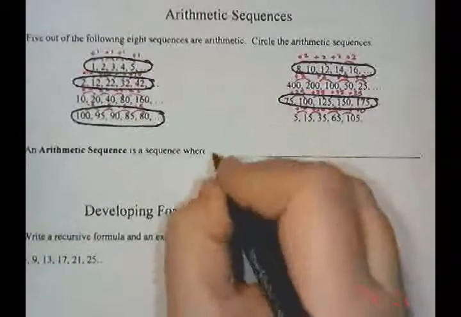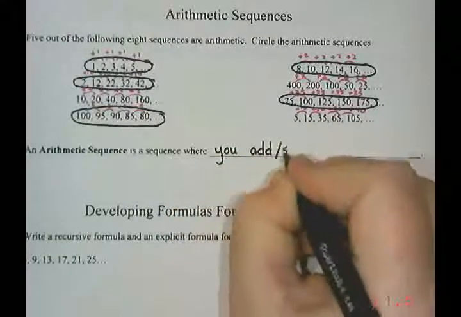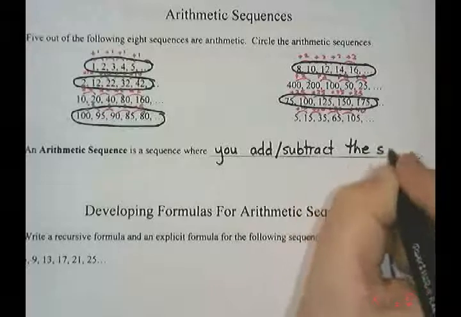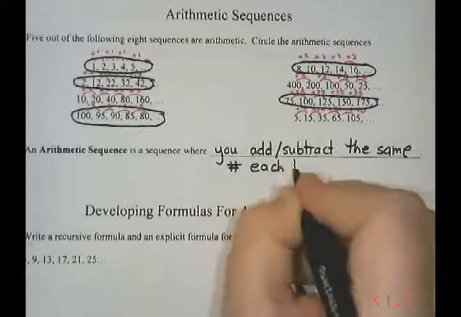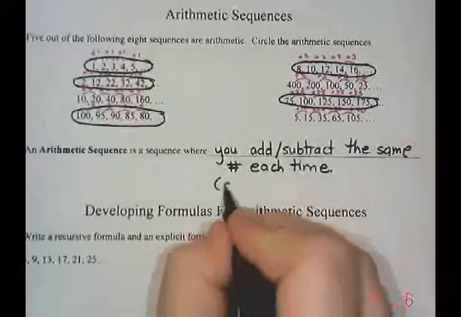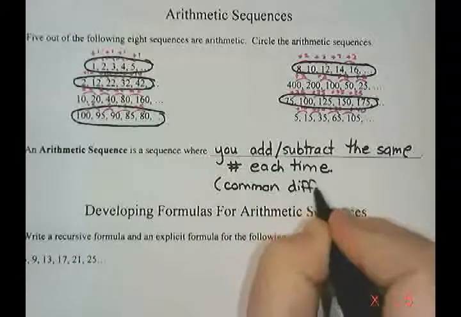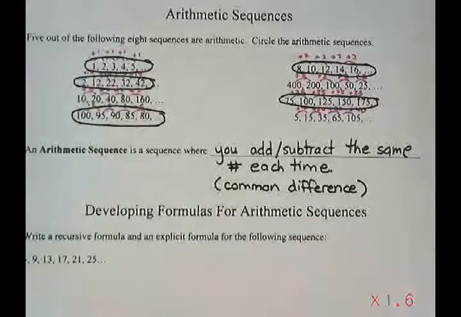So I'm going to say where you add or subtract the same number each time. I'm also going to write in here that that same number is something called a common difference. Common because it's the same, and difference because that's what happens when you subtract two things, right? You're looking at the difference in between them. So we're going to start by looking at just arithmetic sequences today.